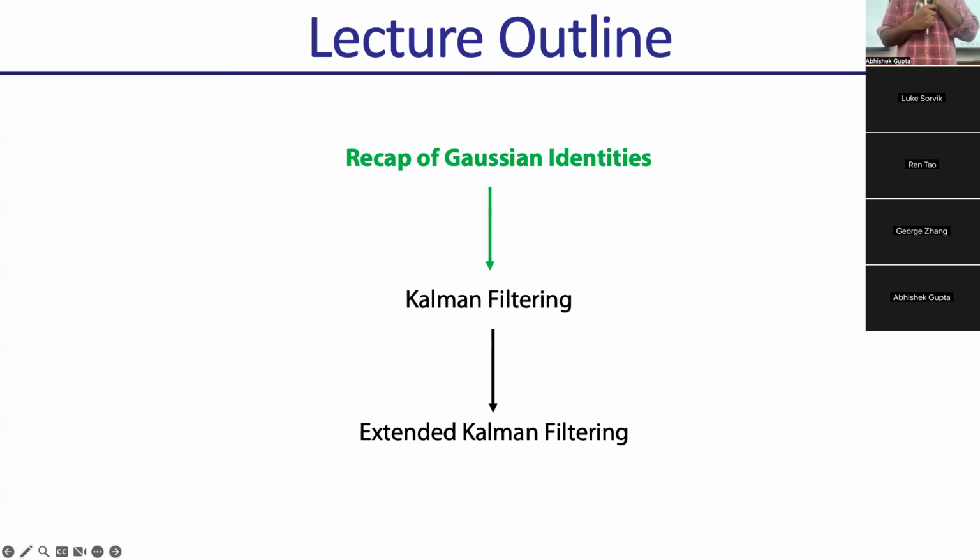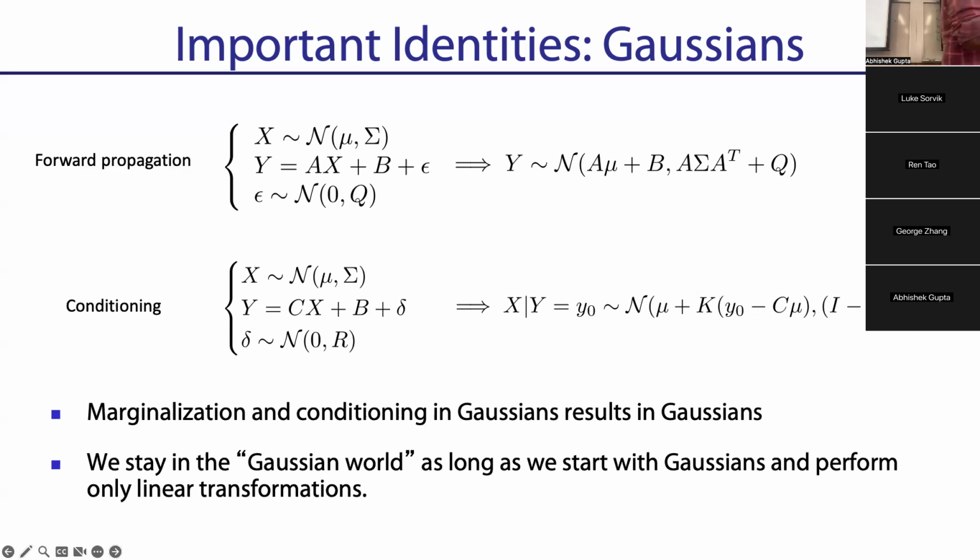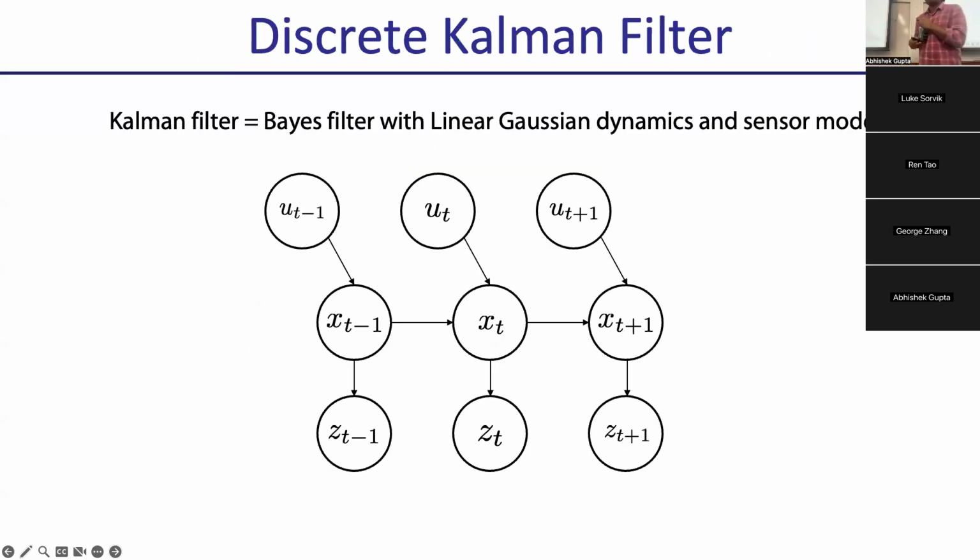So now what we're going to do is take these identities and try to derive a Kalman filter from them, so we get an exact expression for what the dynamics update and the measurement update are going to be. Okay, let's keep going. So what is a Kalman filter? A Kalman filter is just a Bayesian filter which has linear Gaussian dynamics and linear Gaussian sensor models.